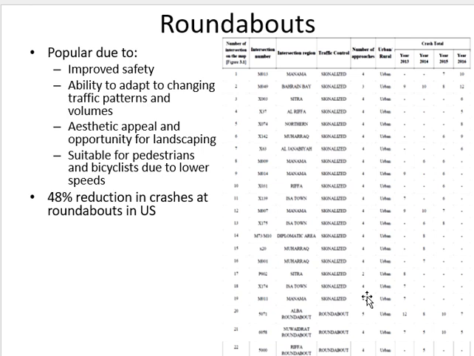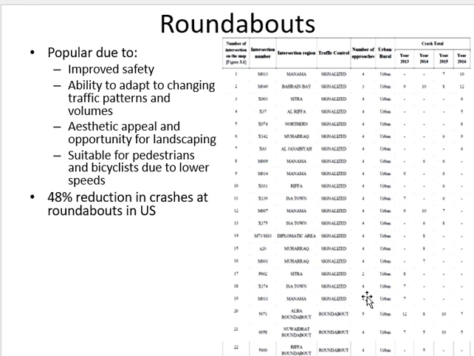Obviously, roundabouts look more aesthetically pleasing to the eyes. You can have greenery over the roundabout. We have some roundabouts in Bahrain where we have the clock tower or some other monuments. So they can be used for landscaping as well. It is suitable for pedestrians and bicyclists because vehicles are approaching it at a lower speed. And this is a fact that a 48% reduction in crashes, meaning road accidents, was observed in the US with roundabouts. They experimented, like, let us change the intersections to roundabouts, and they found a 48% reduction.